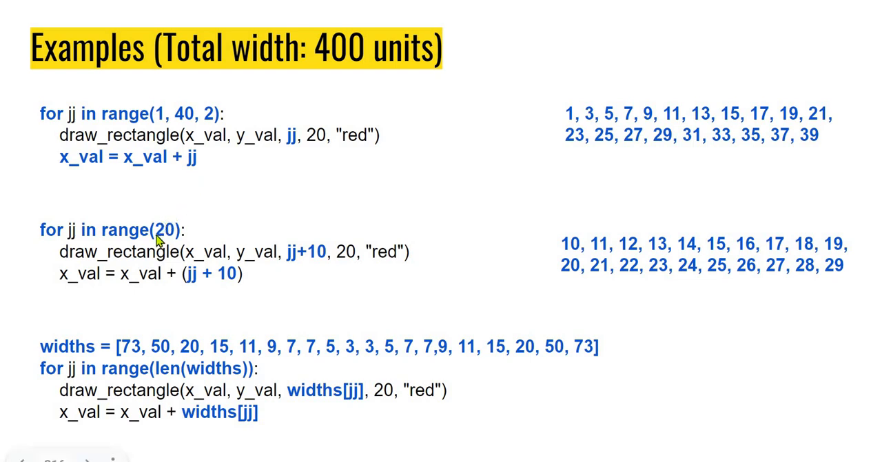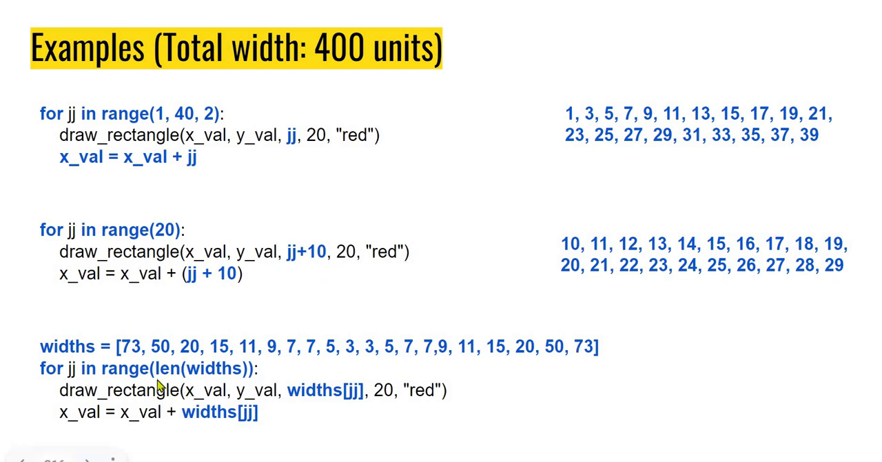The second one is to use some formula. So here I'm using a formula. My jj is counting from 0, 1, 2, 3, 4 until 19. But every rectangle is jj plus 10, which means that as my jj keeps going up, and remember jj starts at 0, the first rectangle is of width 10, then it's 11, then 12, and so forth. Finally, we can use lists. This is quite powerful, quite arbitrary, because you can create anything inside this list. So here I have chosen a list. You can verify that all this adds up to 400. In fact, I've maintained that in all of these.